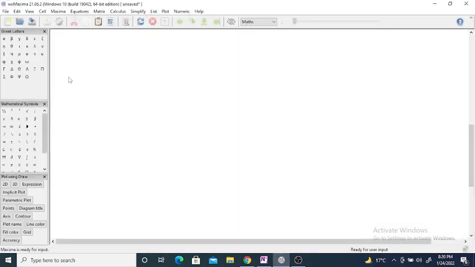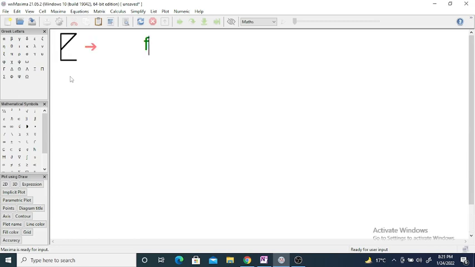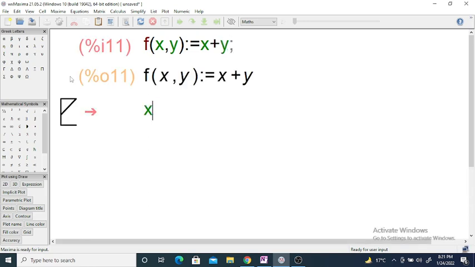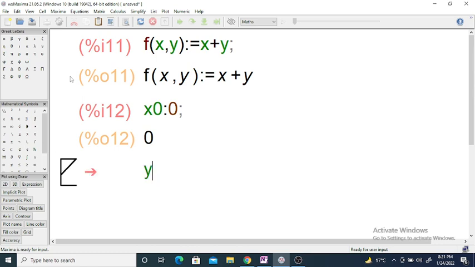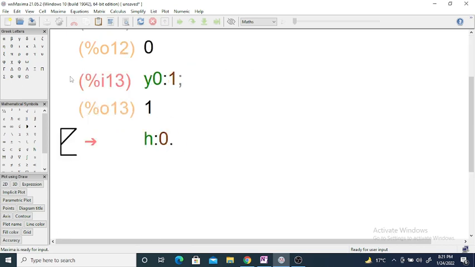Now we are going to apply Maxima to solve this Runge Kutta second order method. First we define f of xy. f of xy is equal to x plus y. Then the initial condition x0 is equal to 0, the initial condition y0 is equal to 1, and h is equal to 0.1.